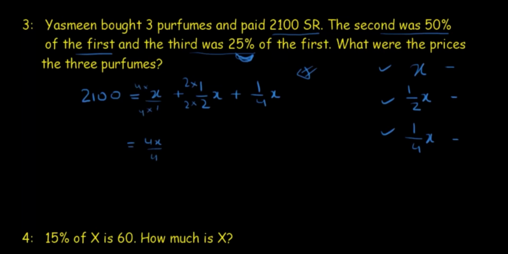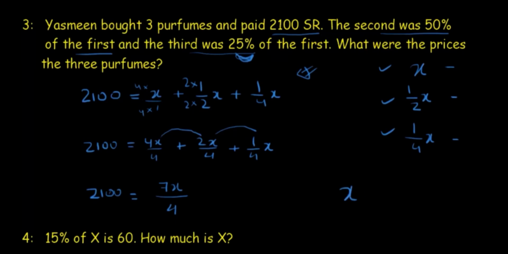So I have 4x over 4, plus 2 times 1, 2, x over 2 times 2, 4, plus 1 over 4. Now, do I have the exact same denominators everywhere? Yes, I do. I can add them all up now. So I've got a 4 in the denominator, 4x plus 2x is 6x, 6x plus 1 is 7x, I have a 7x, 2,100 equals 7x over 4. Okay, but I want to find out the value of x, right?